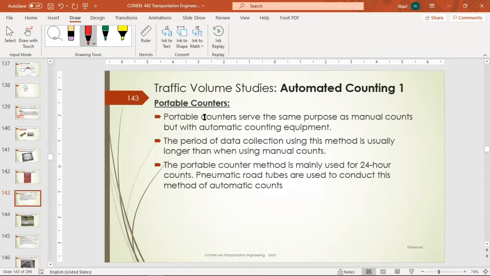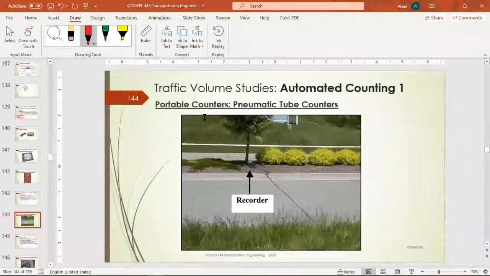Then there's automated counting. There are two types. There's the portable counters, okay? The portable counters, you can move from one side to another side, and usually we keep them for a period of time. Usually we are using the pneumatic tube counters, like this one. That's the counter here, and there's a tube connected here.